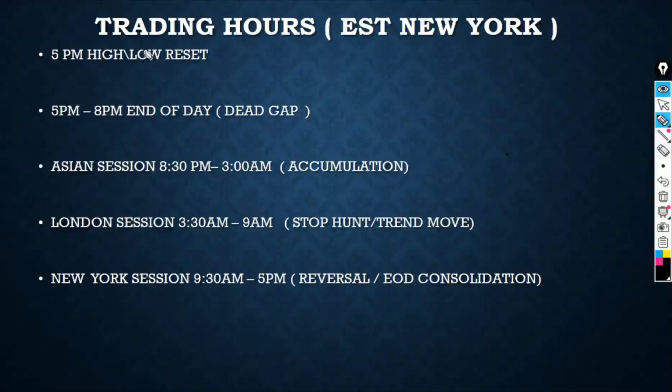So at 5 p.m. the high and the low are reset. 5 p.m. to 8 p.m. we enter into the dead gap. Usually there is nothing happening in the market. We have the cycle in here. So now this is the dead gap. We will now enter into the Asian session, okay, which happens to be the accumulation phase.